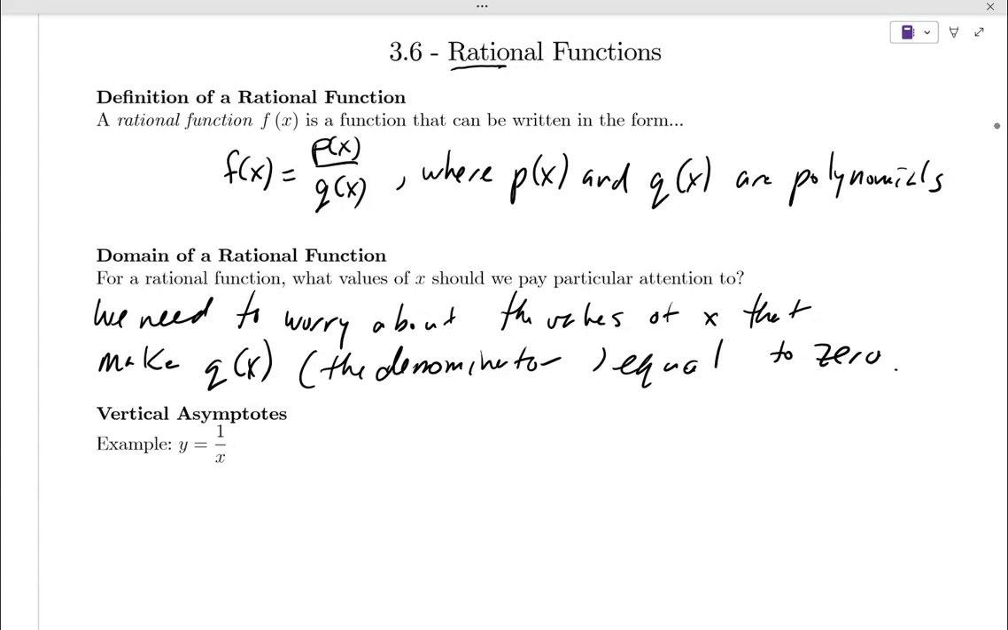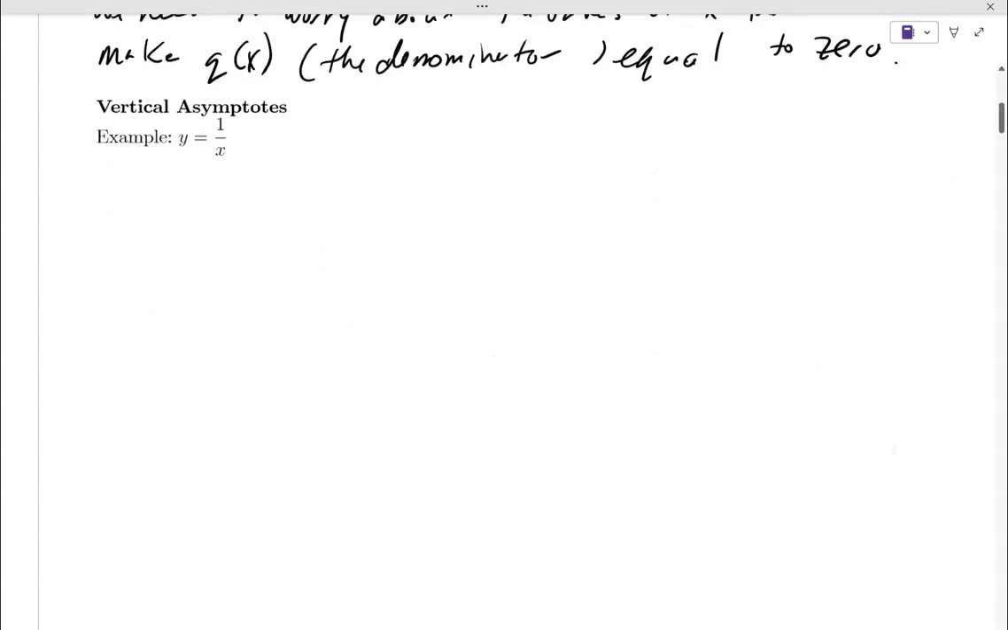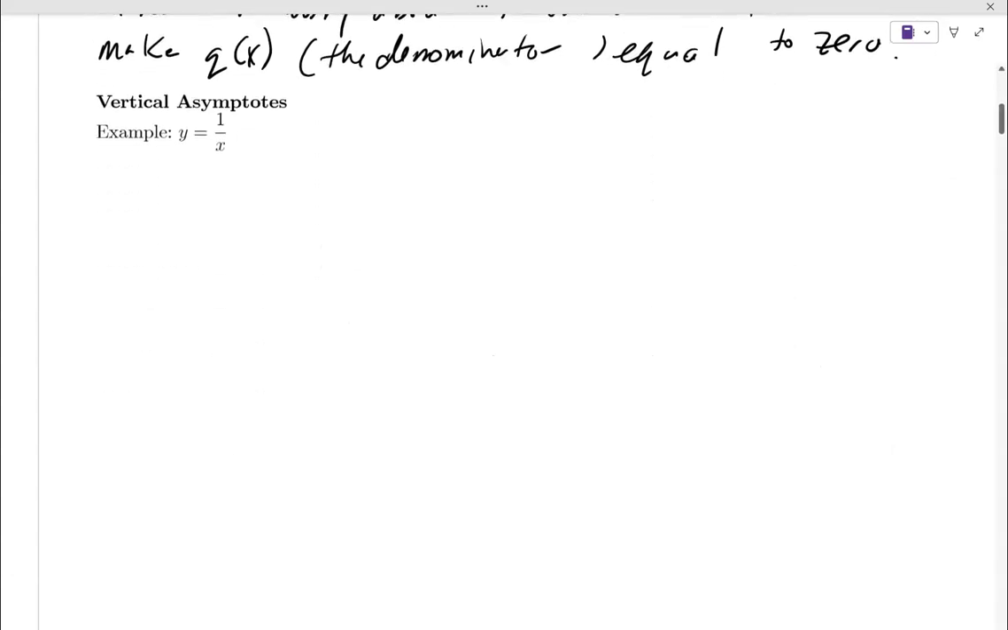So to do a very, very simple example of what happens when we put zeros in the denominator, let's look at this y equals 1 over x function. What's the bad number to plug in for x? 0, right? With 1 over x, putting 0 in for x is going to cause an issue. All right. So what we're interested in is what happens around that x equal to 0 point.